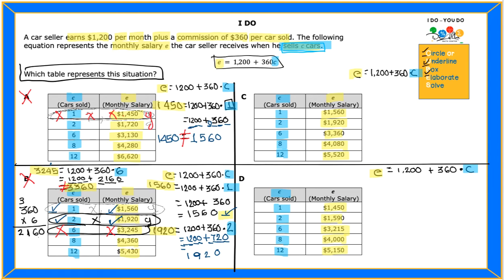So what I'm gonna do here on the next one, on C and D, I'm gonna do one and one at a time, because maybe the value that is not correct can be on the second or on the third row, and that way I can save some time. Okay, so I'm gonna get started with letter C. For letter C, the first value we got is 1,560 equals 1,200 plus 360 times 1.